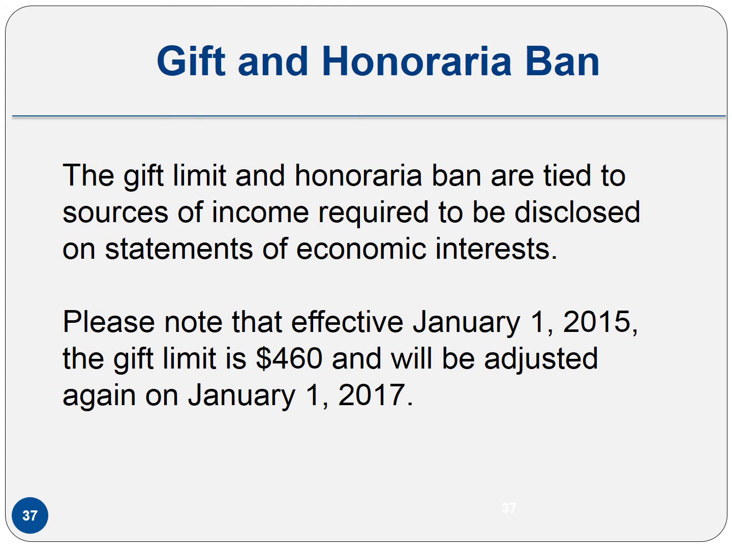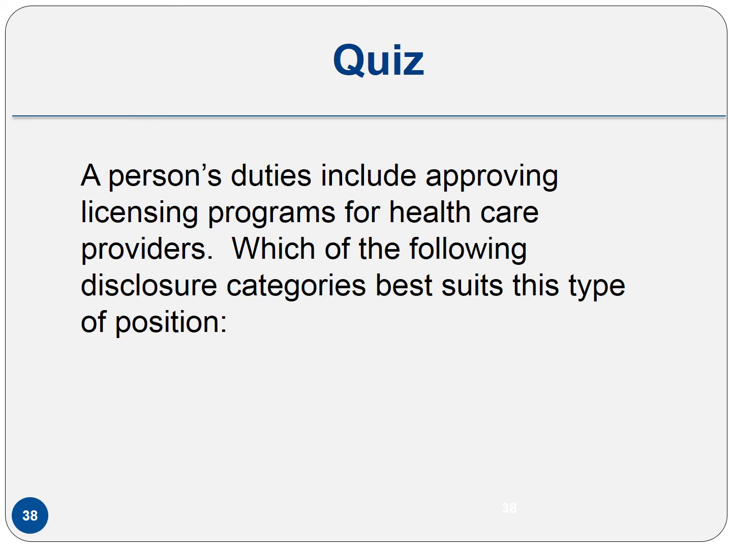The gift limit and honoraria ban offer another good reason to limit disclosure to just those types of financial interest your designated employees may affect in the course of their duties. Time for a quick quiz. A person's duties include approving licensing programs for healthcare providers. Which of the following disclosure categories best suits this type of position?